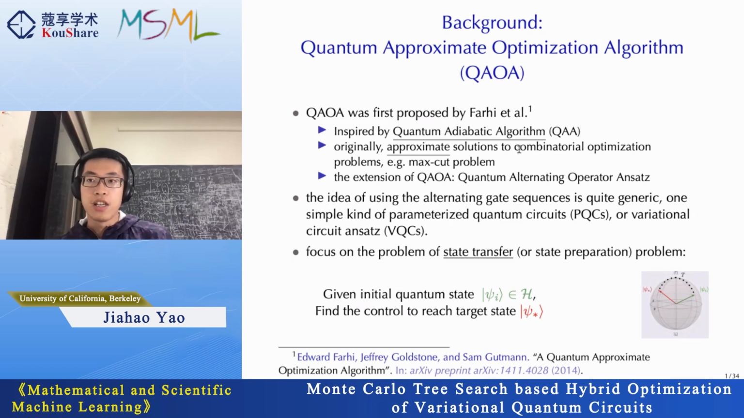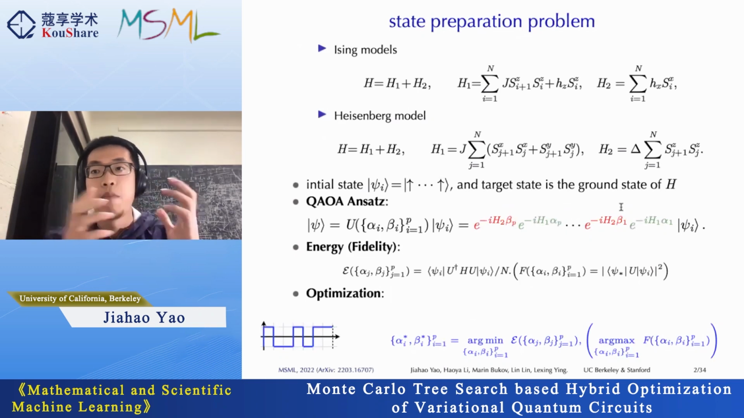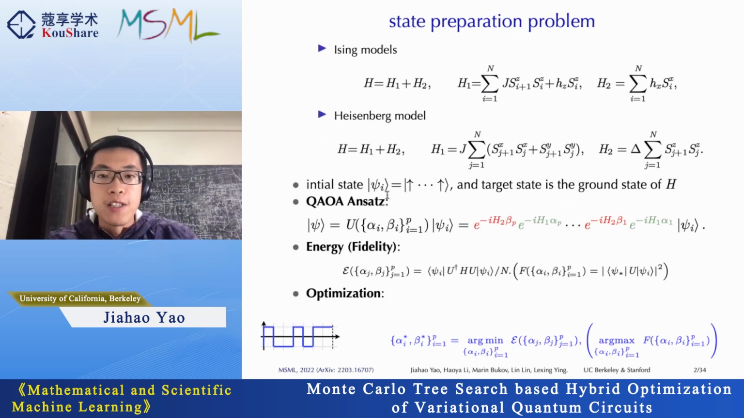In this work, we focus on the state transfer problem: given an initial state phi I, we want to find a control to reach the target state phi star. As shown in the graph, we want to find a control to go from this point to this point in the quantum space. The problems we're interested in are, for example, the Ising model or the Heisenberg model. For the target Hamiltonian, we split it into two halves. The initial states are usually all spin up or all spin down states, which are very easy to prepare in the lab. The target states are the ground states of the target Hamiltonian we are interested in.